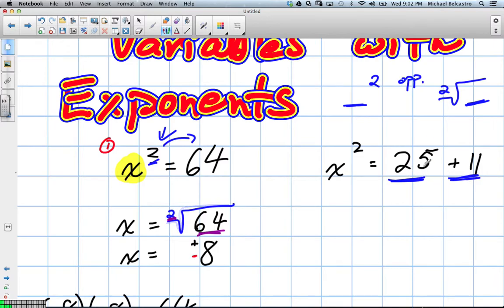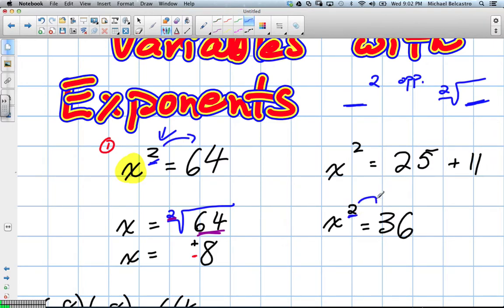Well, we have to do some math first. So let's evaluate this first. What is 25 plus 11? Get your calculator out and try it. 36. Okay, so now how do I isolate this 36? How do I move over this squared? What do I use? The square root. Square root of 36. That's right. So 6.